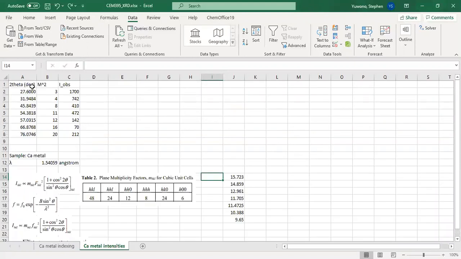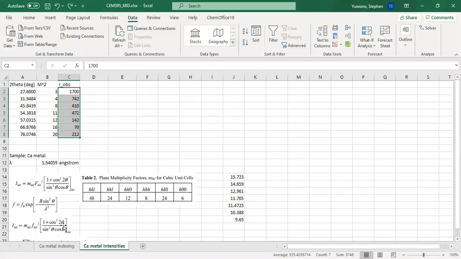Okay, so here, this is the data that we also used for the indexing part. We have the two thetas in degrees. Just to make things faster, we also know the m² value for each of the peaks. And here, I also compiled the observed intensity. In your X-ray diffractogram data, this is going to be your y-axis values. All right, so without further ado, let's jump into the equation.